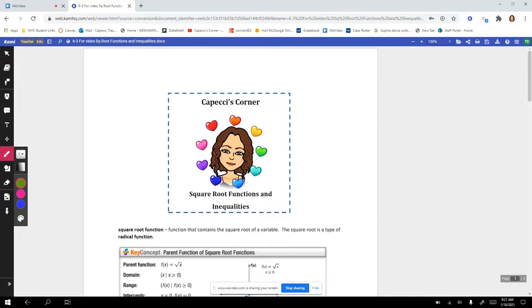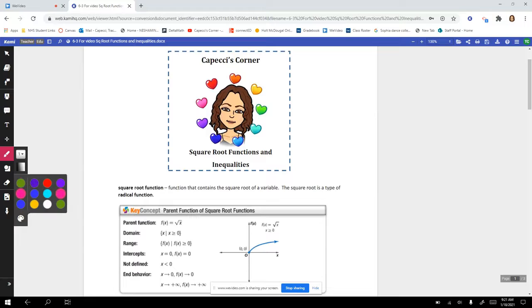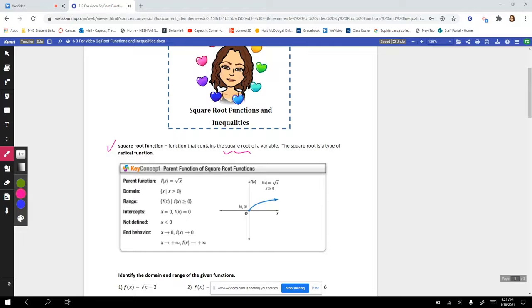Today on Capechi's Corner, we're going to look at square root functions and inequalities. So what is a square root function? It's basically just a function that contains a square root, which is a type of radical function.